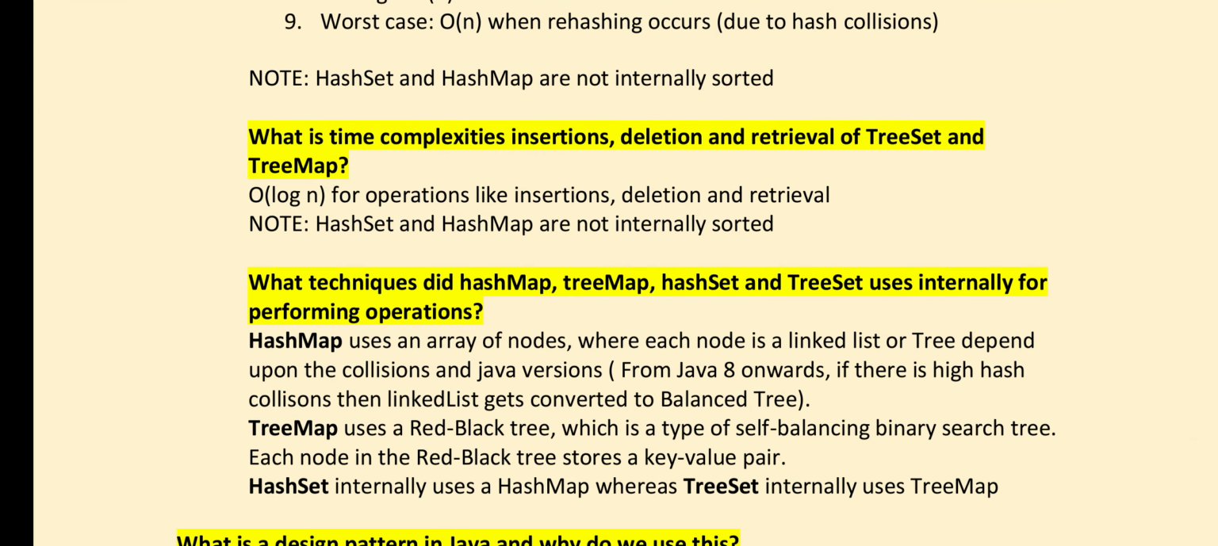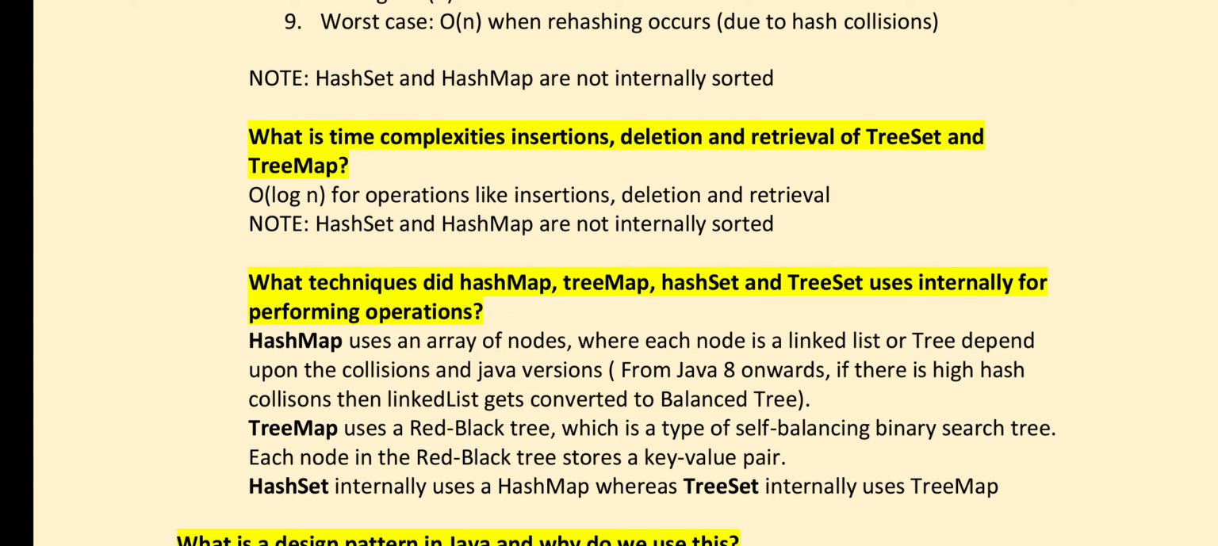What is the time complexity for insertion, deletion, and retrieval of TreeSet and TreeMap? Big O of log n for operations like insertion, deletion, and retrieval. HashSet and HashMap are not internally sorted. What techniques do HashMap, TreeMap, HashSet, and TreeSet use internally for performing operations?